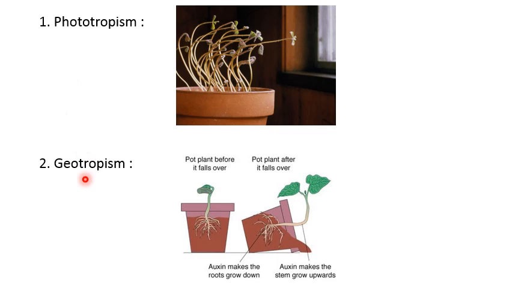So that is phototropism. So the next one is geotropism. So here the curvature is induced by the gravity, and here the shoots are negatively geotropic and the roots are positively geotropic. So you can see here, so this is the potted plant, the erect potted plant. So the roots are positively geotropic, and the potted plant, after it falls also, after a few days you can see the roots again becoming positively geotropic.